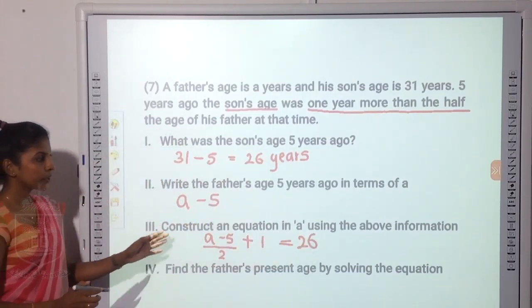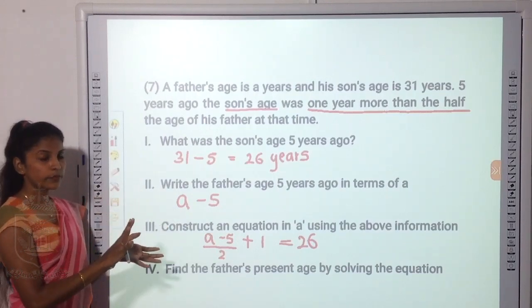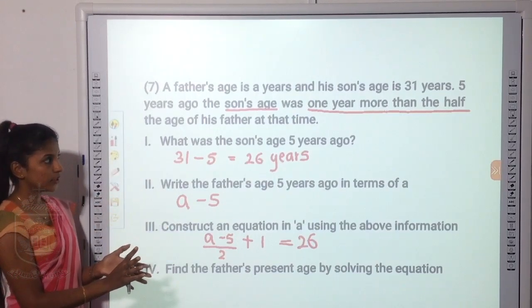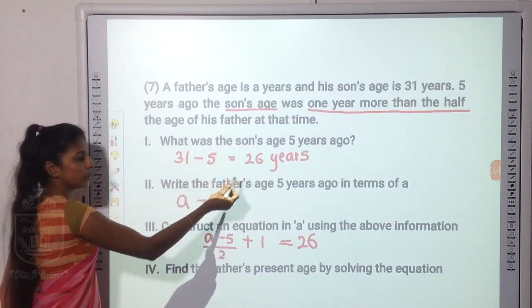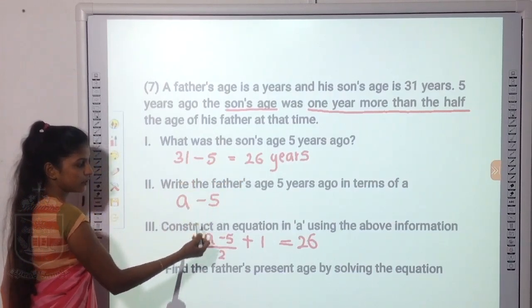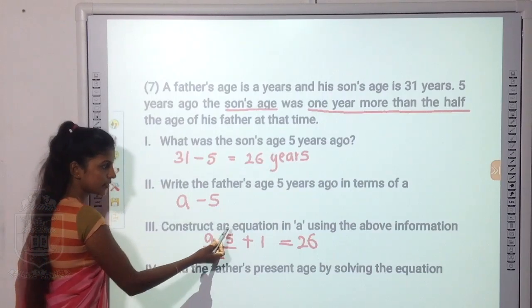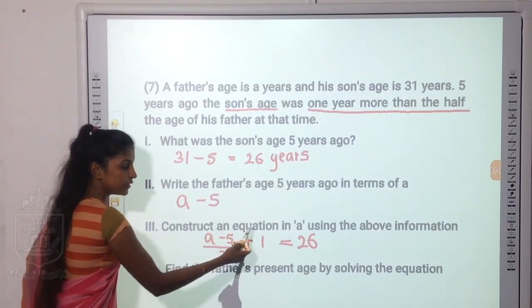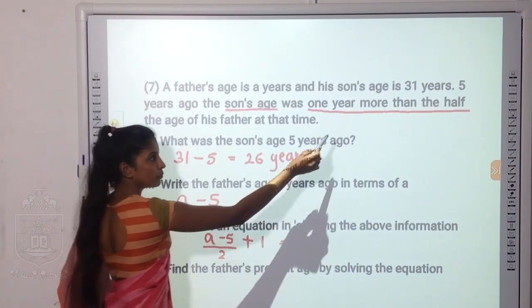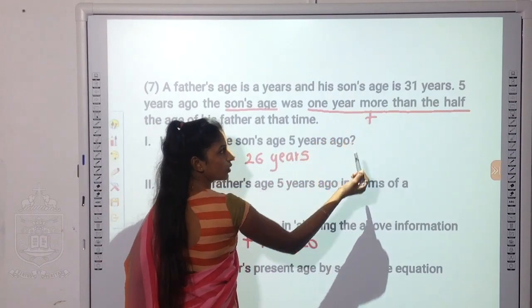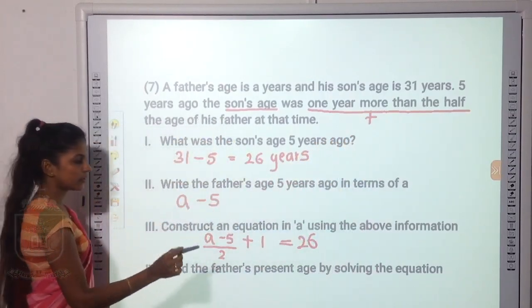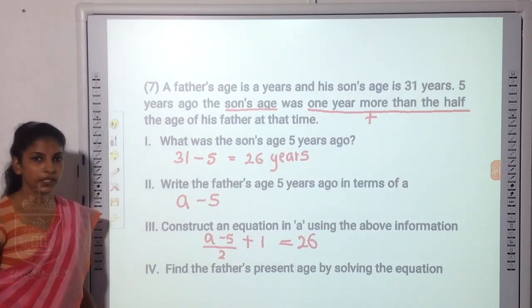So very simple. You have to do it stepwise. You can't directly get the equation here. Read it carefully. So by looking at the answers to the earlier questions, you have to build up the equation. Half of the age, and other than that, you have to add 1. Right? More means addition. 1 year more. If it is less, you have to subtract. Right? So likewise, you can build up the equation.